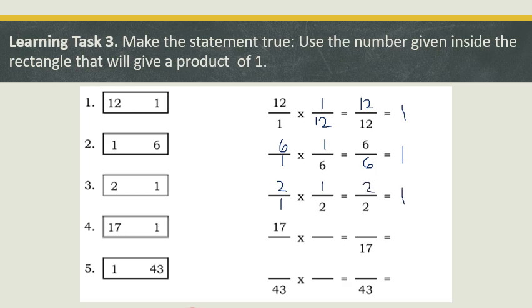Ang 2 over 2 is 1. Number 4, 17 ang nasa taas, so automatic ang nasa ilalim niya is 1. Ang 17 over 1, ang reciprocal niya is 1 over 17. Pag multiply, 17 times 1 is 17, and 17 over 17 is 1. Number 5. 43 nasa ilalim, so nasa taas ay 1. Ang 1 over 43, ang reciprocal niya is 43 over 1. Tapos, 1 times 43 is 43, and 43 over 43 is 1.